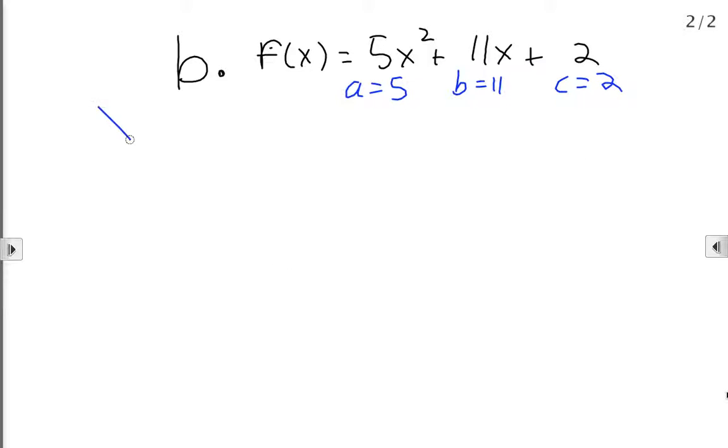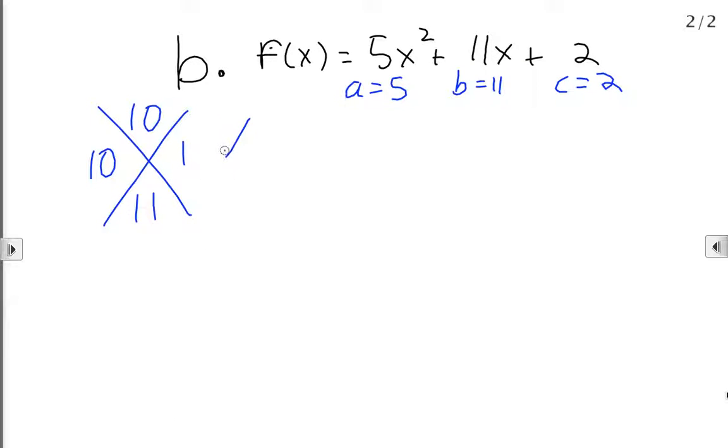And we still want to set up our diamond. B is for bottom. And then a times c, in this case, we have 10, because of 5 times 2. We need to think what is going to multiply to 10 and add to 11. And in this case, it's a pretty obvious combination. 10 and 1. 10 times 1, 10. 10 plus 1, 11.